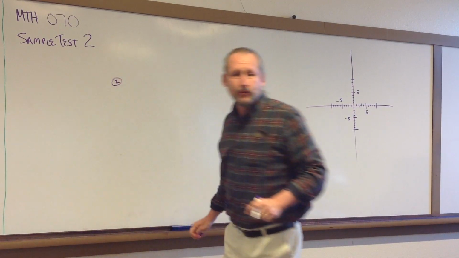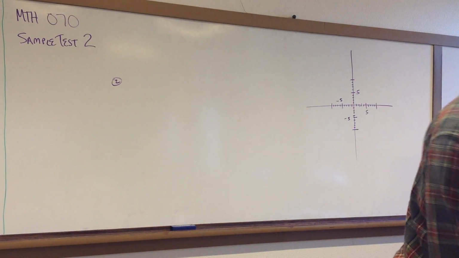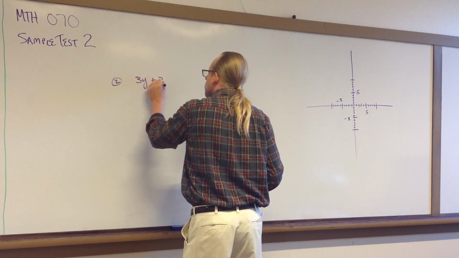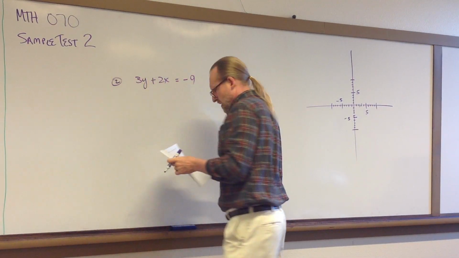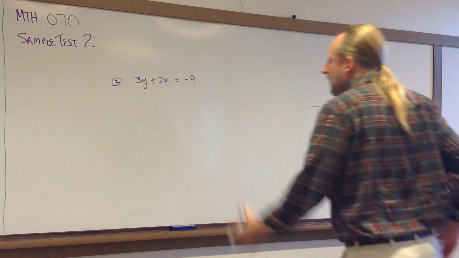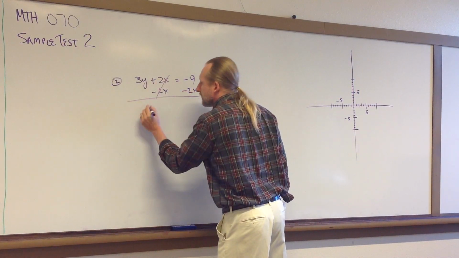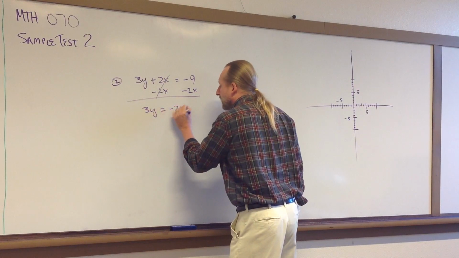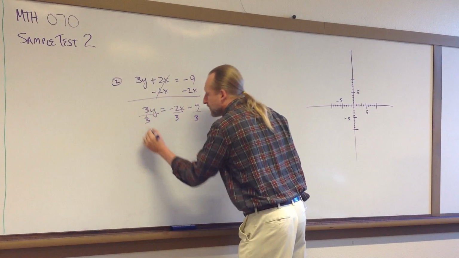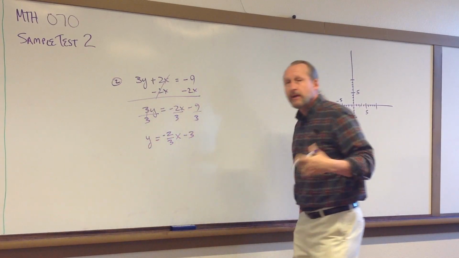Okay. So, problem 2, we need to graph, let's see, 3y plus 2x equals negative 9. So again, I'm going to get the y by itself. So I'll subtract 2x on both sides. 3y equals negative 2x minus 9. And then divide everything through by 3. Y is negative 2/3 x minus 3.